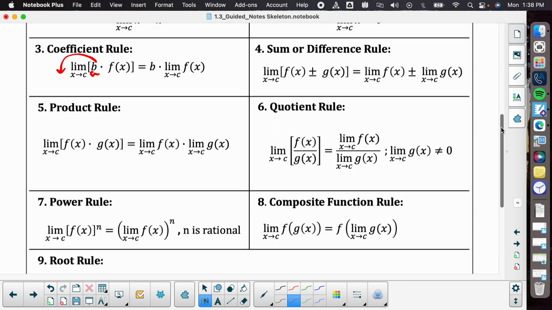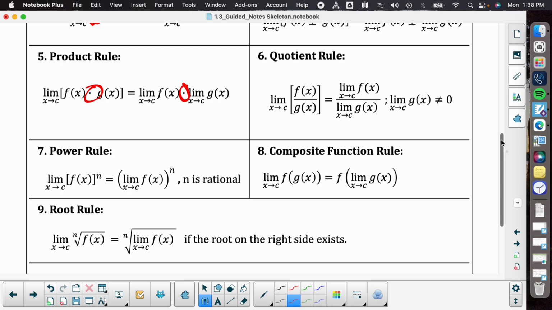Product rule, same thing. If I've got the limit of x plus 3 times another factor, x minus 2, I could take the limit of them together, or take the limit of x plus 3 times the limit of x minus 2. I would still have the multiplication in there. It's just whether I do the limit before or after. It basically is saying it doesn't matter when you apply a limit. And that works the same for almost everything.